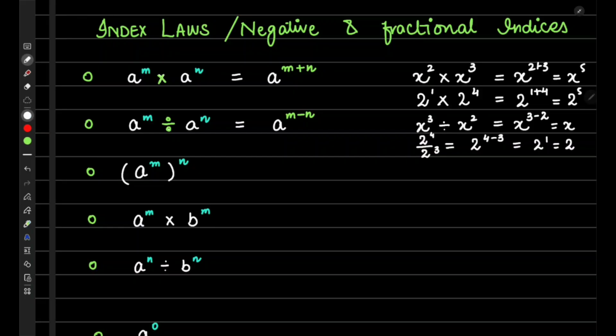Now let's talk about if you have a power with a base and it has some whole power also. So what happens is their powers multiply. Power of a power gets multiplied.